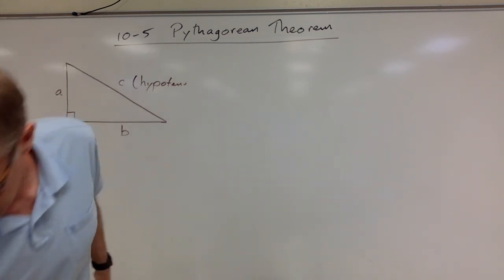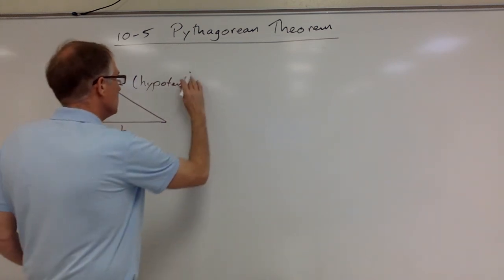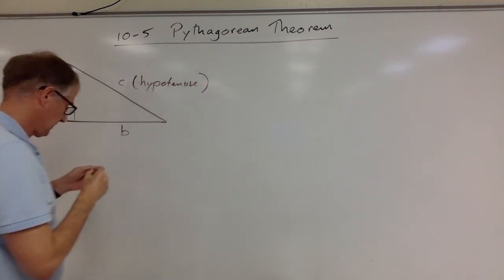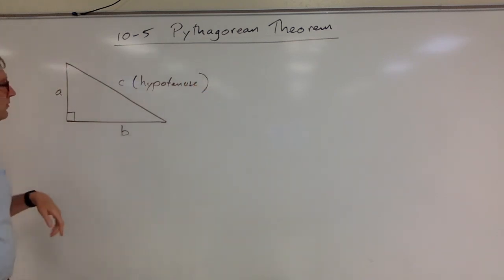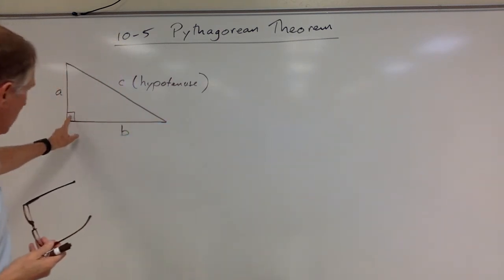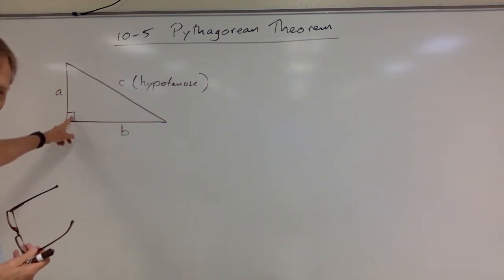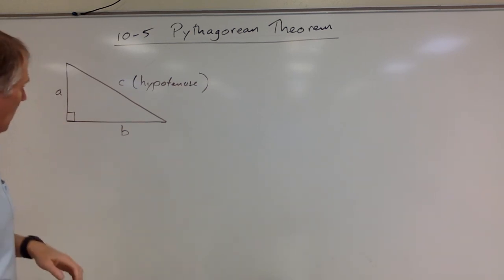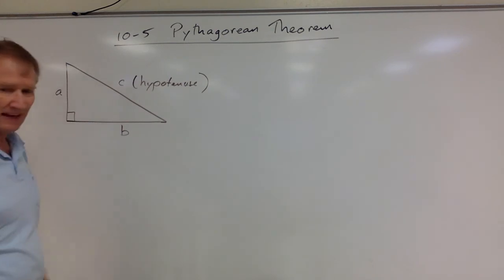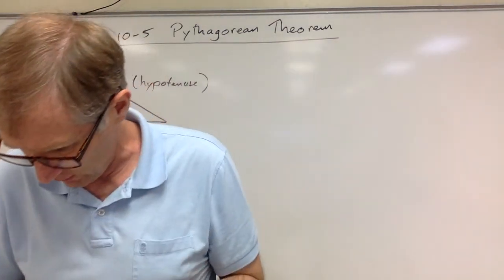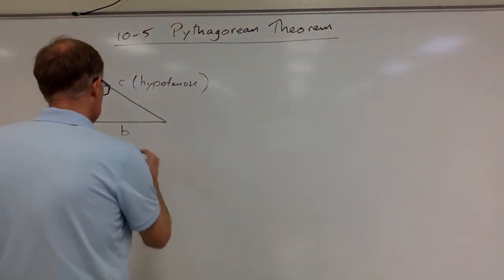I don't want to misspell it. There's the hypotenuse. So C represents the hypotenuse. That's the longest side of the right triangle. It's always opposite the 90-degree part. And these are referred to as the legs, L-E-G-S, legs of the right triangle.